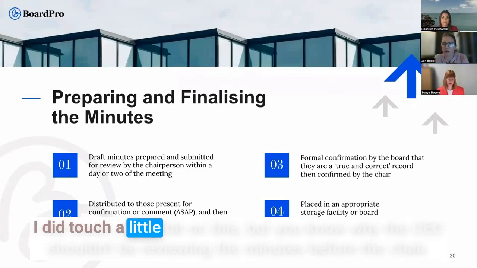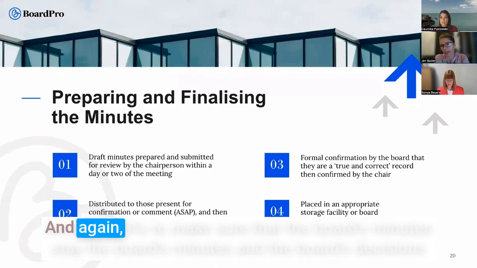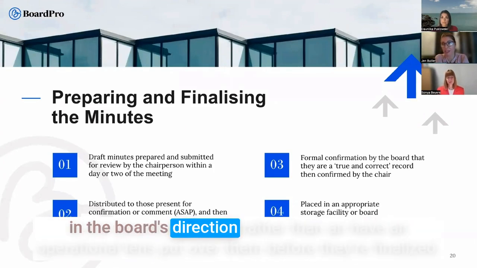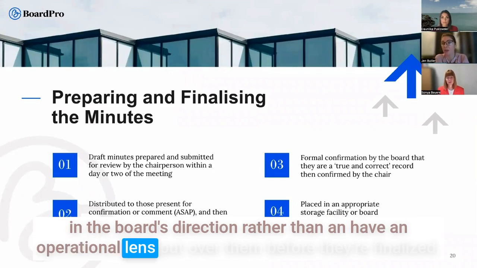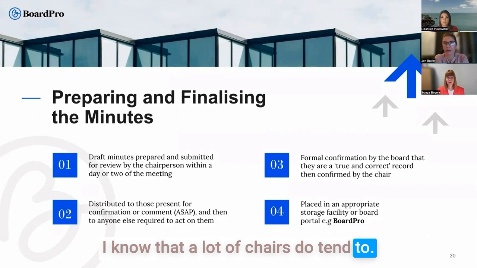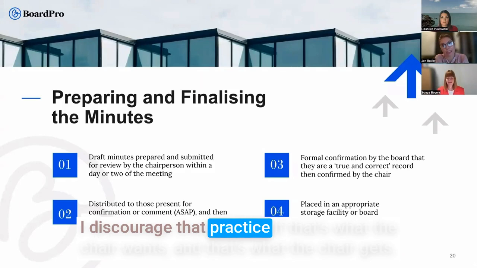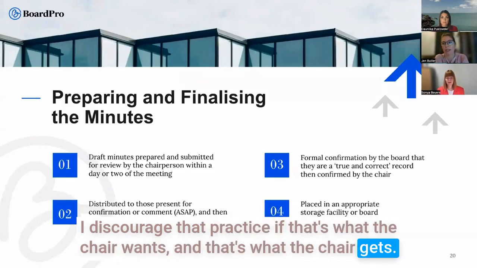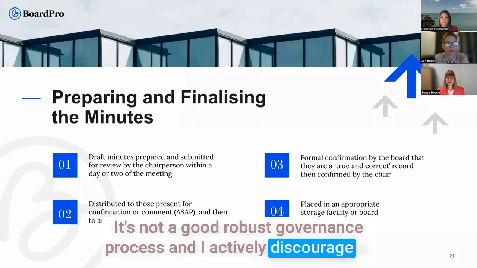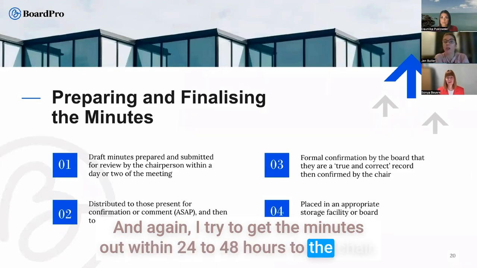Yeah, I did touch a little bit on this, but why the CEO shouldn't be reviewing the minutes before the chair. And again, it's to make sure that the board's minutes stay the board's minutes and the board's decisions and the board's direction, rather than have an operational lens put over them before they're finalised. I know that a lot of chairs do tend to want their CEs to review the minutes. I discourage that practice. If that's what the chair wants, and that's what the chair gets, but it's not a good, robust governance process, and I actively discourage it. And again, I try to get the minutes out within 24 to 48 hours to the chair.